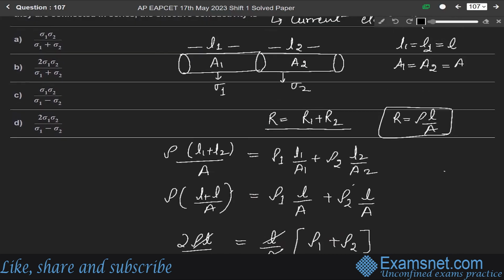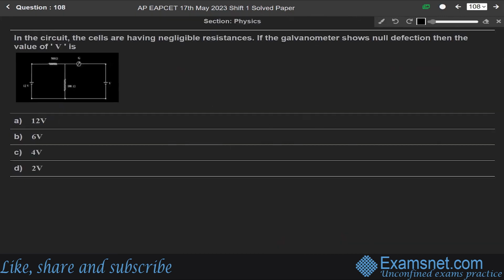So from this, option number B, that is 2 sigma 1 sigma 2 over sigma 1 plus sigma 2, is the correct answer. Okay. Now next question 108. In the circuit, the cells are having negligible resistances. If the galvanometer shows null deflection, then the value of V is.